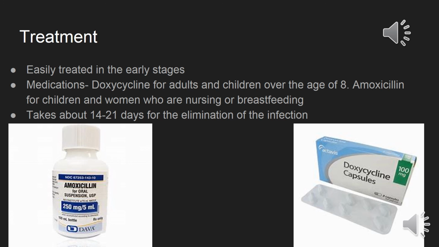So the treatment for Lyme disease is very simple, and it could be very easily treated in the early stages of Lyme disease. Medication: for adults and children over the age of 8, they recommend taking doxycycline, and amoxicillin for children and women who are nursing or breastfeeding. And it takes about 2 to 3 weeks for the elimination of the infection, but could take longer depending on how long it was on your body and how much it affected you.